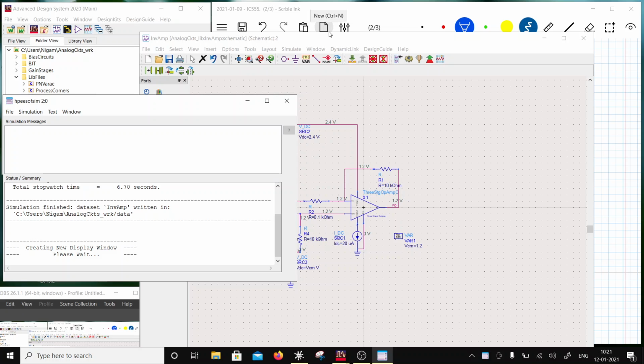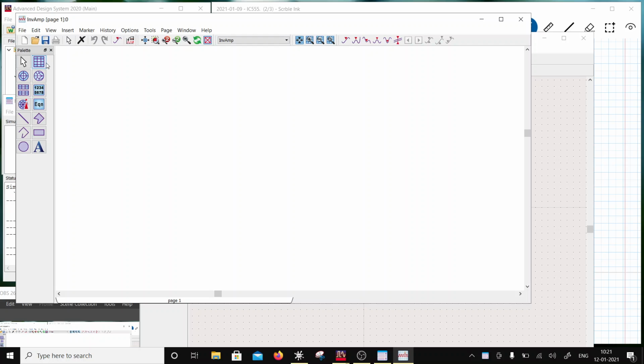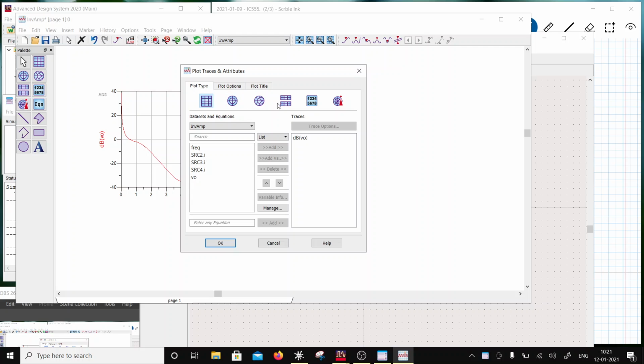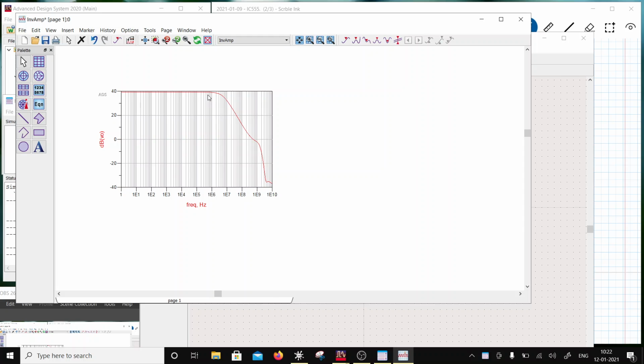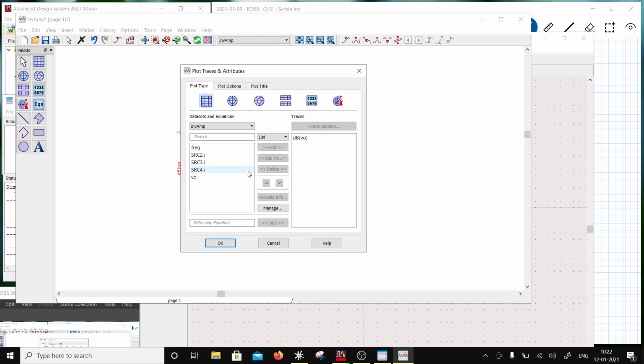One more thing. Okay, so let me just move this text up. Fine. Okay, so now I'm going to plot here VO, and this I'm going to put in the log scale of the x-axis. So this is almost a 40 dB gain, slightly lower than 40 dB. So this is what we designed for. Almost 40 dB gain.